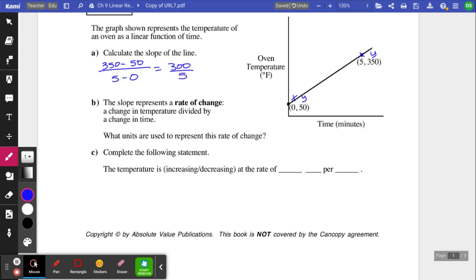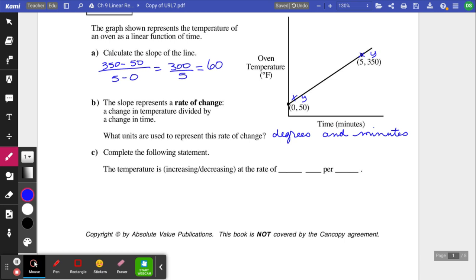Now, what are we talking about? 300 what? Degrees. Yeah, 300 degrees over 5 what? Minutes. Right, so we're talking degrees per minute. So it says the slope represents a rate of change. We should finish this off, by the way. So 300 divided by 5, we can go on down to 60. And it says slope represents a rate of change in temperature divided by a change in time. So the units to do this would be degrees and minutes. So think about what we're talking about.